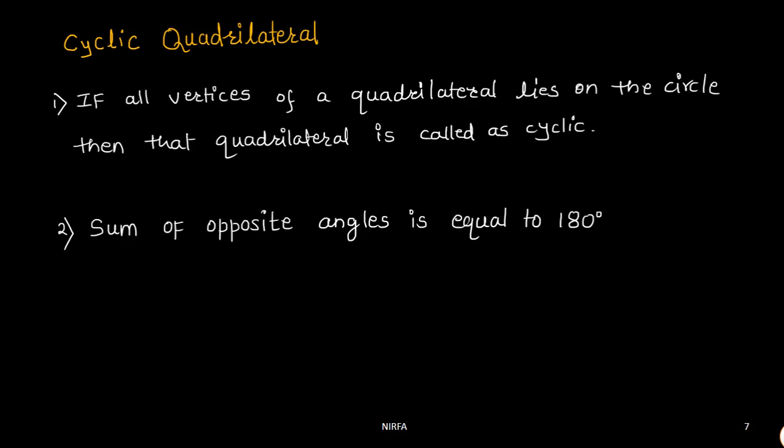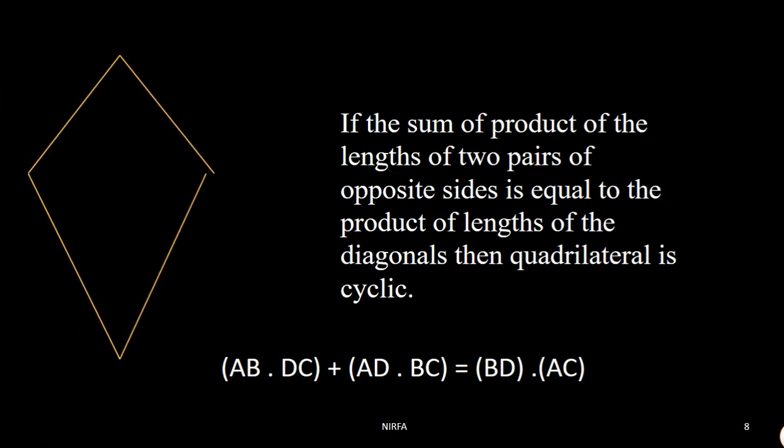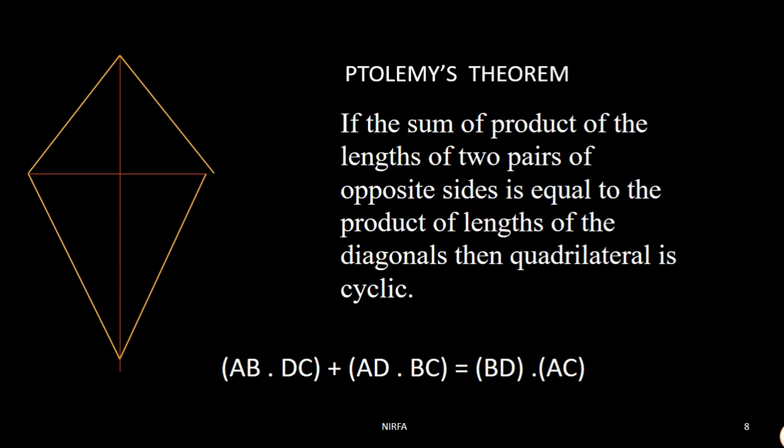Now we will see one more important theorem. The name of the theorem is Ptolemy's theorem. And what is that? Suppose this is a quadrilateral, and the diagonals are given, and in this case all the sides are given and the lengths of the diagonals are also given. Then this theorem is called Ptolemy's theorem. If the sum of the products of the lengths of the two pairs of opposite sides is equal to the product of the lengths of the diagonals, then that quadrilateral is called cyclic.